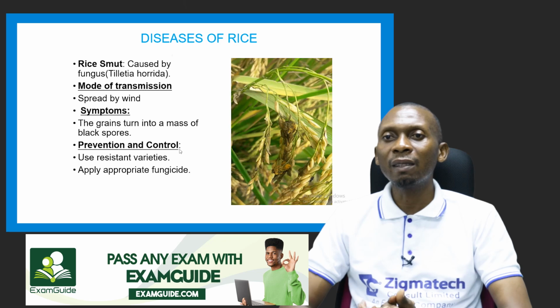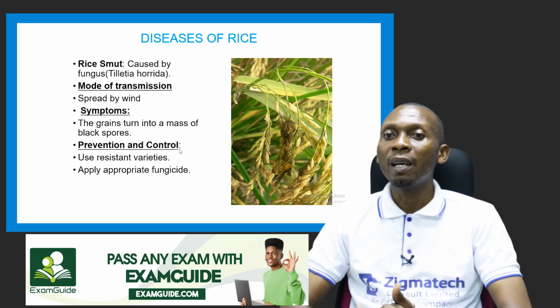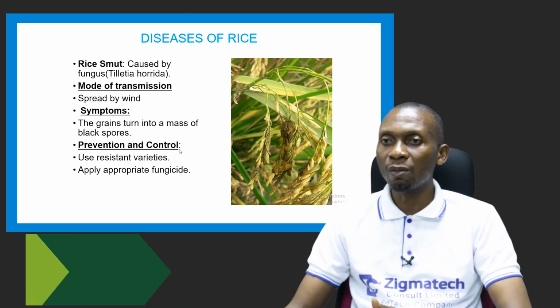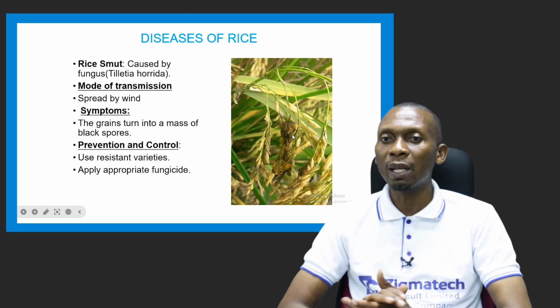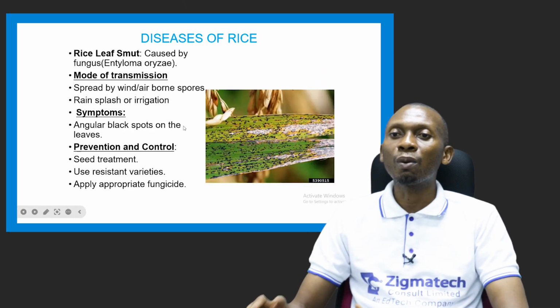Rice smut is another fungal disease, Tilletia horrida. It's spread by wind, and you can see that the grains turn into a mass of black spores, which is a symptom. Look at this here. The grains turn into a mass of black spores, and it's prevented by using resistant varieties and applying appropriate fungicide.